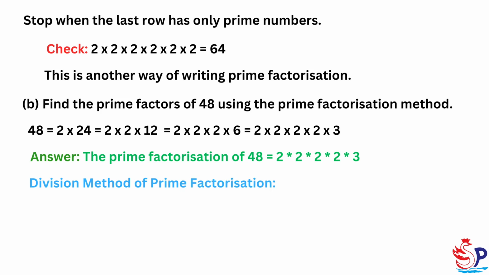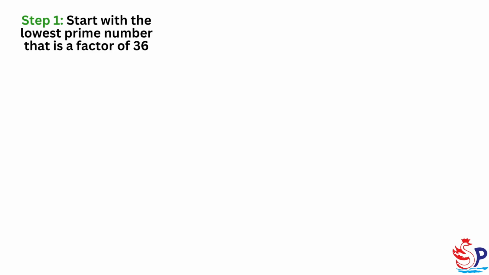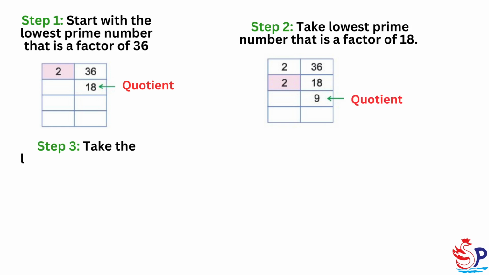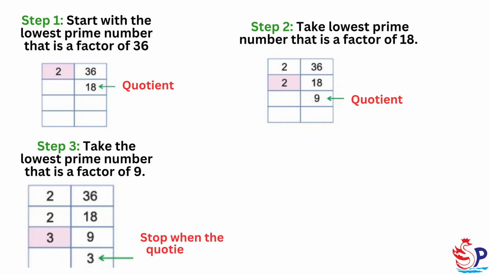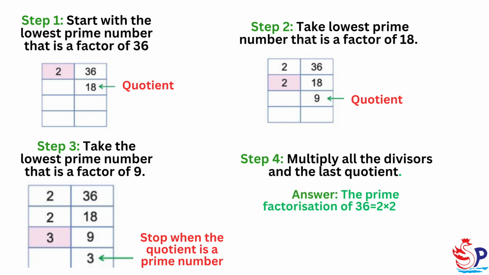Division method of prime factorization. Let us find the prime factors of 36 using the division method. Step 1. Start with the lowest prime number that is a factor of 36. Step 2. Take the lowest prime number that is a factor of 18. Step 3. Take the lowest prime number that is a factor of 9. Stop when the quotient is a prime number. Step 4. Multiply all the divisors and the last quotient. Answer. The prime factorization of 36 equals 2 multiplied by 2 multiplied by 3 multiplied by 3.